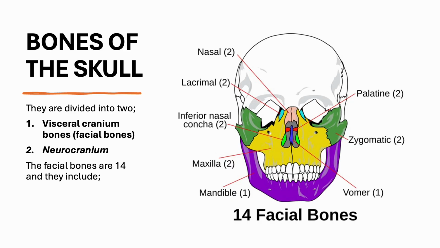Facial bones, there are 14. The nasal bones, there are 2, left and right. Lacrimal bones, there are 2, left and right. Inferior nasal concha bones, there are also 2, left and right. Palatine bones, also 2. Zygomatic bones, also 2. Maxilla bones, also 2. And the mandible is 1. The vomer bone is the middle part between the inferior nasal concha bones.